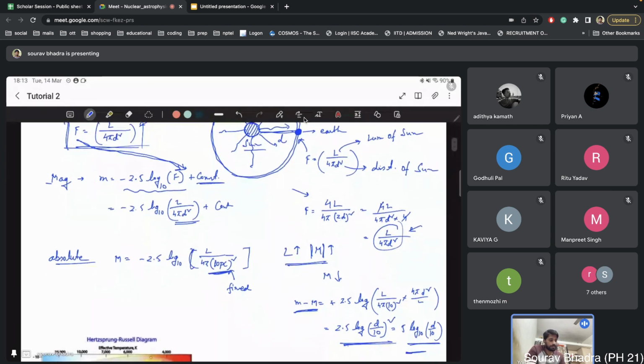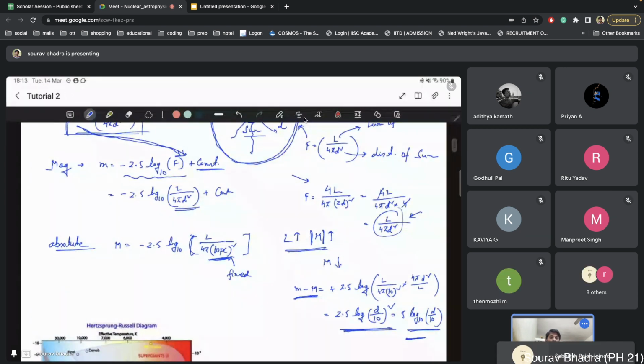So this was the thing I wanted to tell you, and if time permits, at the end of today's class, I will do some more interesting facts about this absolute and apparent magnitude. Right now I will not do it. Okay, so this was the apparent brightness, apparent magnitude and absolute magnitude.